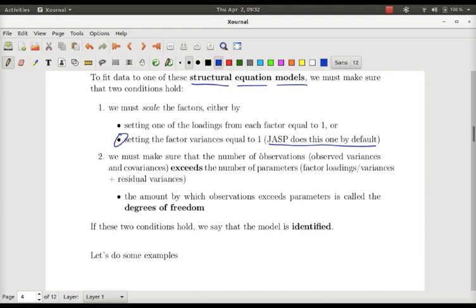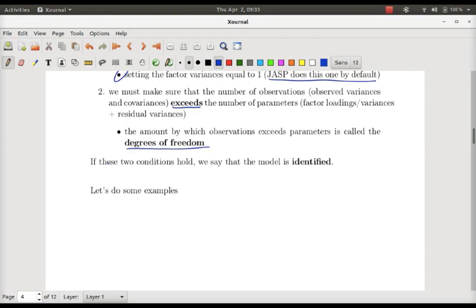So that's one thing. The other technical condition that we have to do is we have to make sure that the number of observations, that is the observed variances and covariances from the data, must exceed the number of parameters, so the factor loadings and variances and residual variances. The amount by which the number of observations exceeds the number of parameters is called the degrees of freedom. Now, you've used that term a lot before in hypothesis testing, but we've probably never told you what it meant. Well, this is exactly what it means. This is the extent to which the number of observations exceeds the number of parameters.